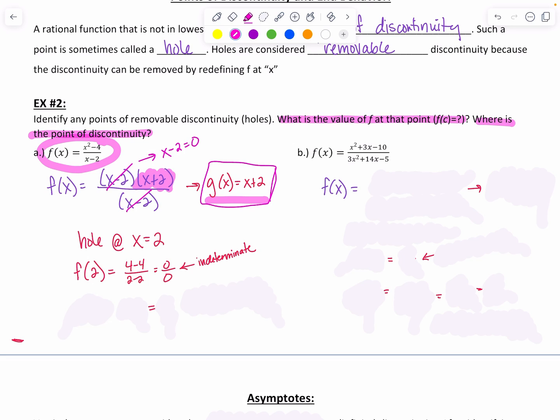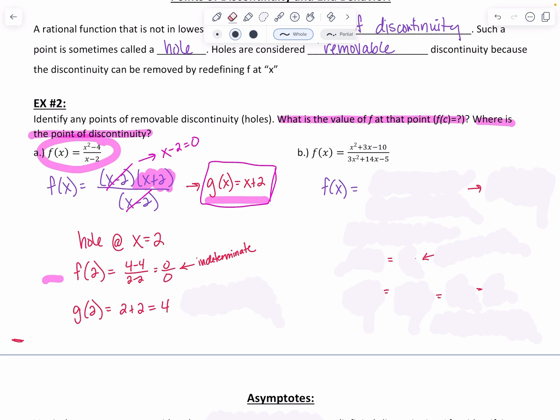And we can't plug it into f. We already tried that, and we got this indeterminate form, right? So let's use g and plug x equals 2 into the g function. Remember, it's the same exact picture, just without the hole, so we can figure out where the hole is. g's function is x plus 2, so if I plug in 2, I get 2 plus 2, an output or y value of 4.